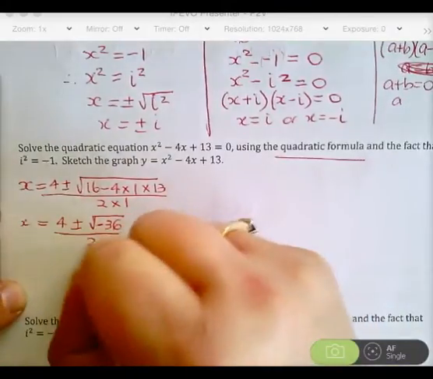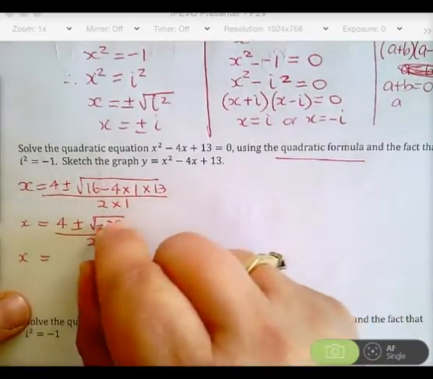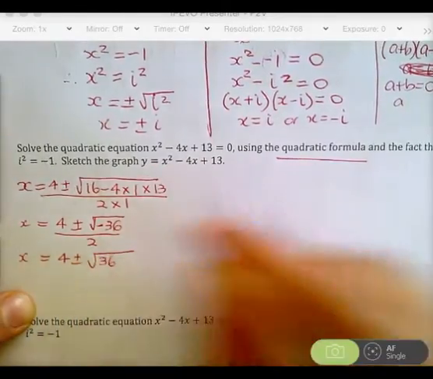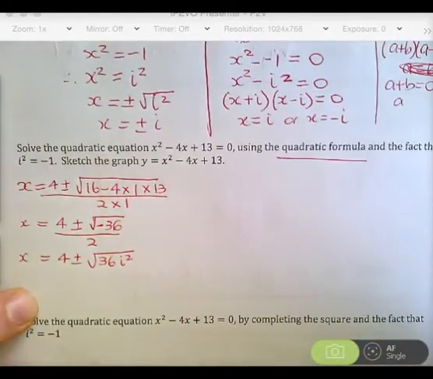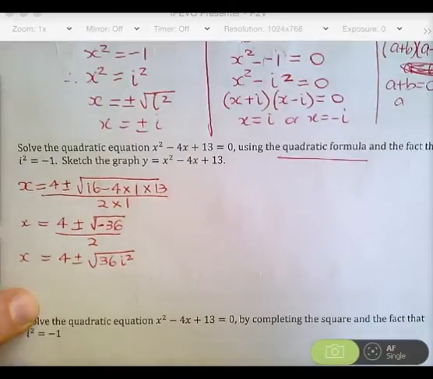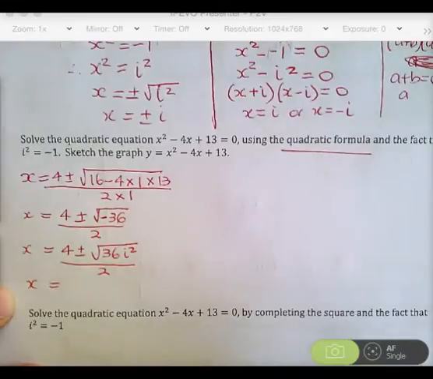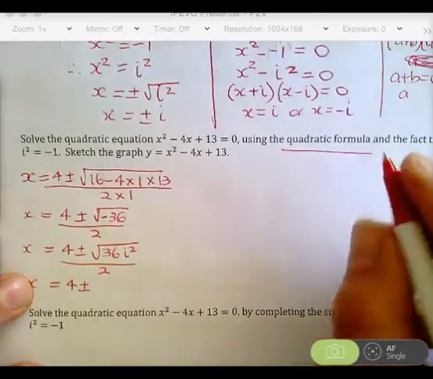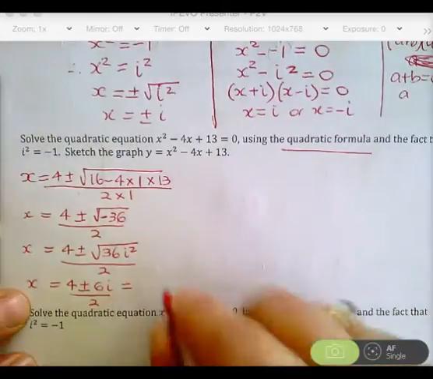-36 over 2. Now, of course we can't do the square root of -36, but we can change it. Remember, that's -1 times 36, so it's 4 plus or minus the square root of 36 times -1, which is 36 times i squared. 36 i squared? Yes, because i squared is -1, over 2. Now girls, you can square root 36 and you can square root i squared. So that's 4 plus or minus what? What's the square root of 36i squared? 6i over 2. So now we've got two solutions.